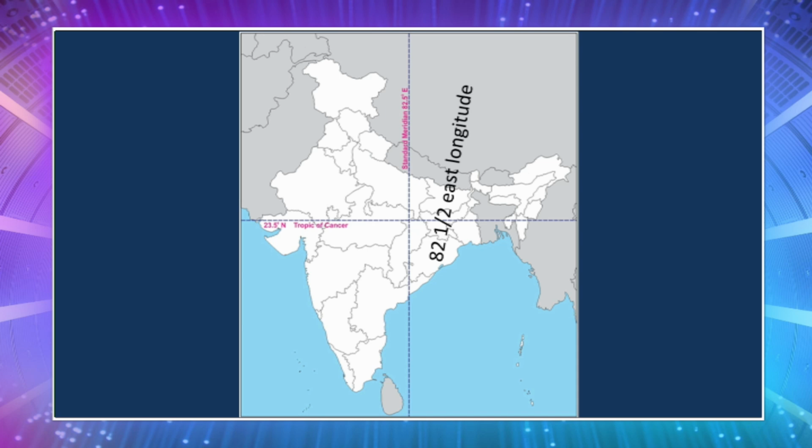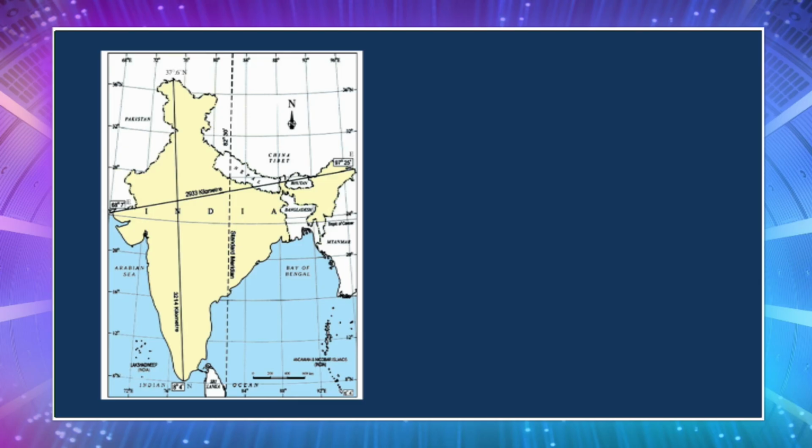In order to avoid confusion in fixing the timings for the country, this meridian, that is 82.5 east longitude, is considered as the standard meridian for the country, and the time of this meridian is followed by the whole country. Children, in this image you can see a few longitudes. We have learnt earlier that the sun's position takes 4 minutes to reach from one longitude to the other. So, the longitude near Gujarat and the longitude near Arunachal Pradesh do not have the same time.